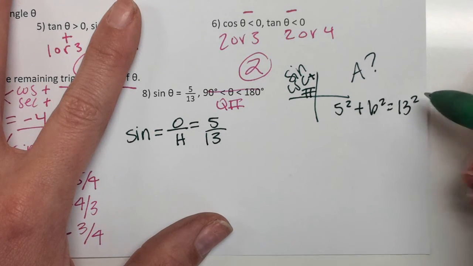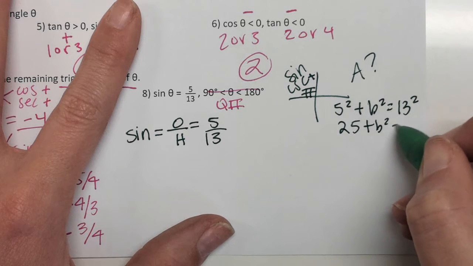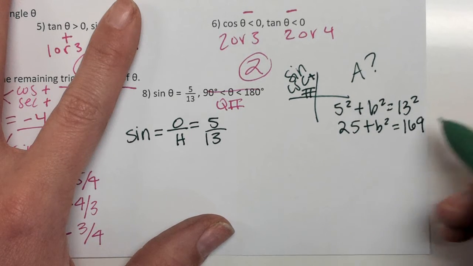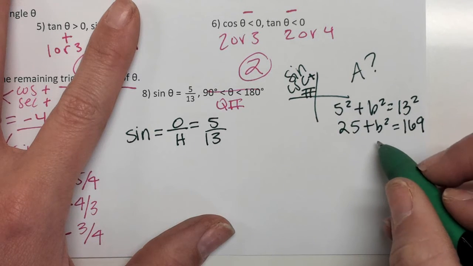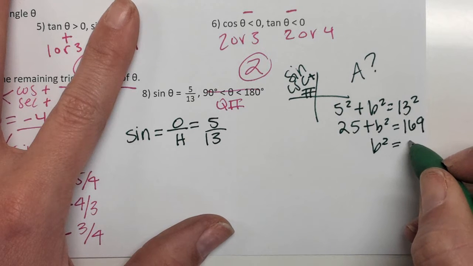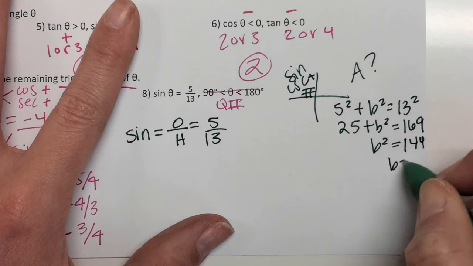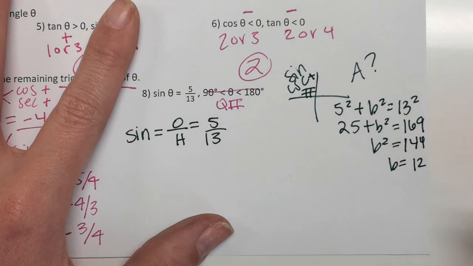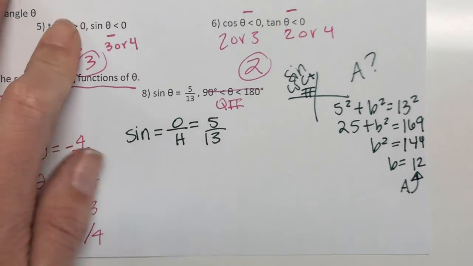So what is 5 squared? 25. And 13 squared? Good. And we would have to subtract 25. So we get b squared equals 144. So b equals 12. Good. And what did we just find? Adjacent. Good. So now we can find all the other ones.